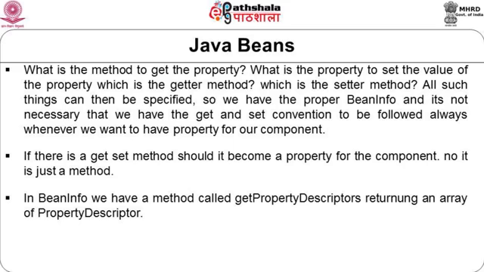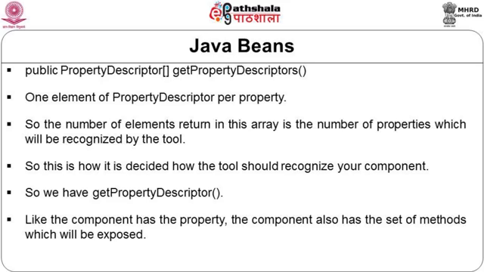So, it is not necessary that we will always have the get and set convention to be followed whenever we want to have some kind of a property for our component. Of course, if there is a get set method, should it become a property? No, it is this method called getPropertyDescriptors returning an array of PropertyDescriptor, one per property. So, the number of elements in this array is the number of properties which will be recognized by the tool. So, this is defining how the tool should recognize your component, how the tool deals with your component.